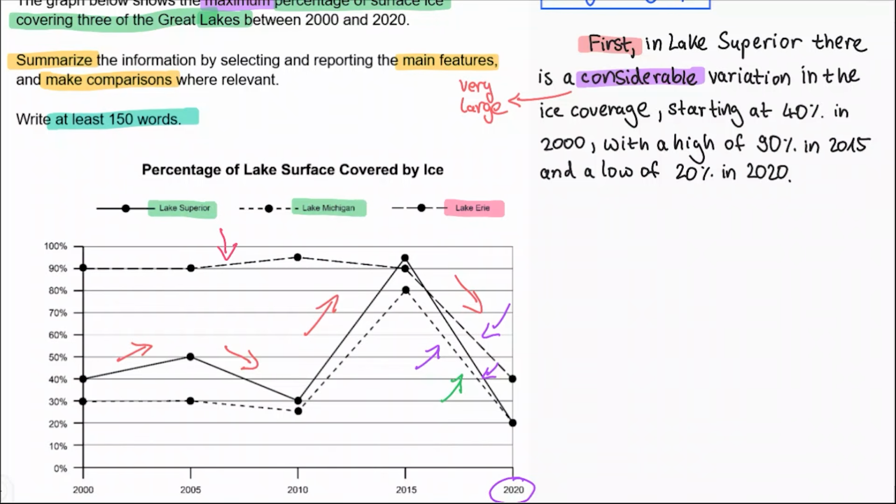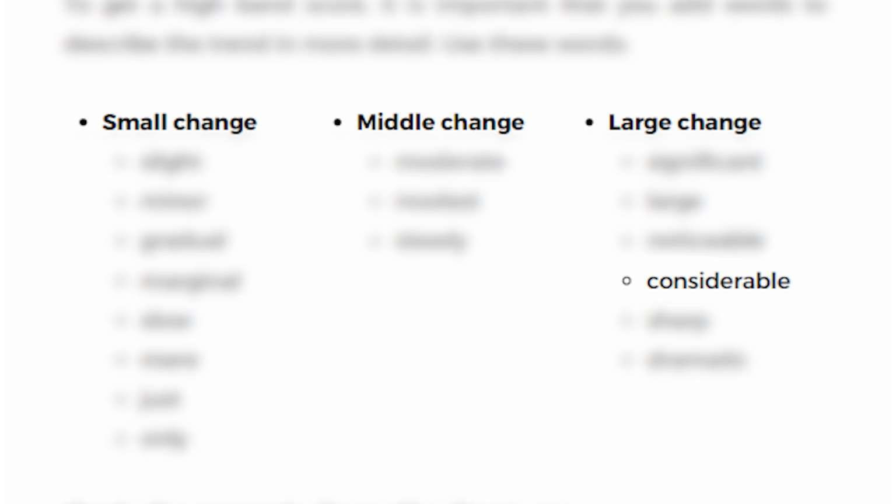If you paraphrase, you demonstrate to the IELTS examiner that you have a wide vocabulary, which will make your band score go up. You can find many high-scoring paraphrases like considerable in my template. It includes words for all kinds of changes in charts. This will help you describe the charts precisely and show off your vocabulary.